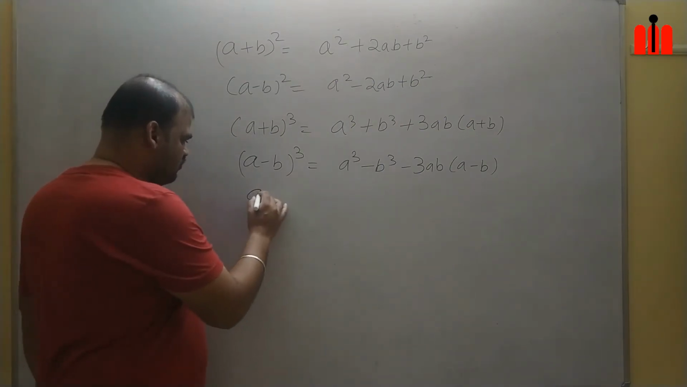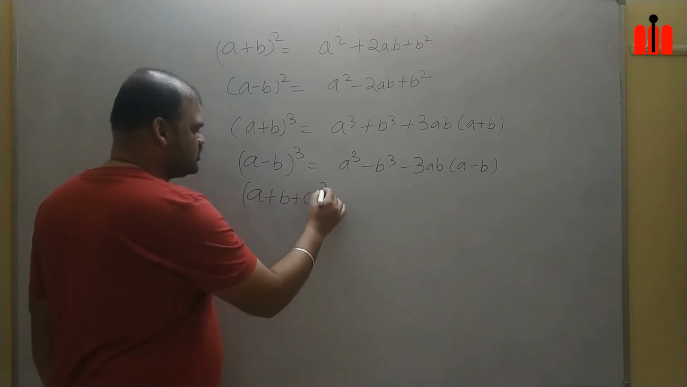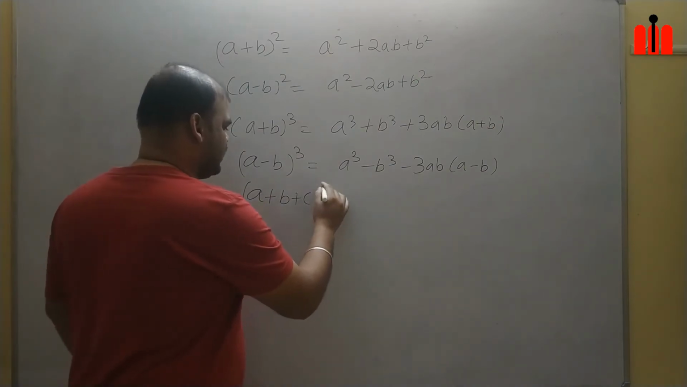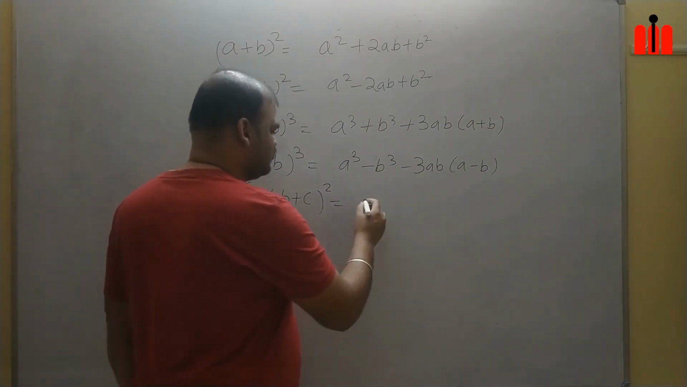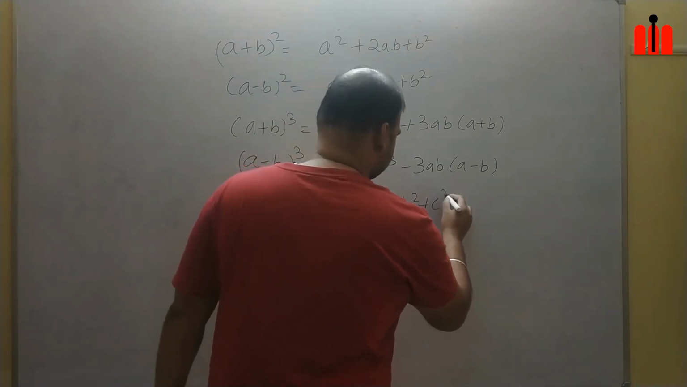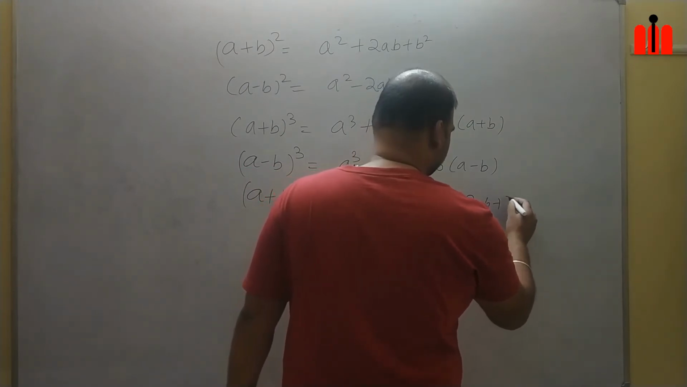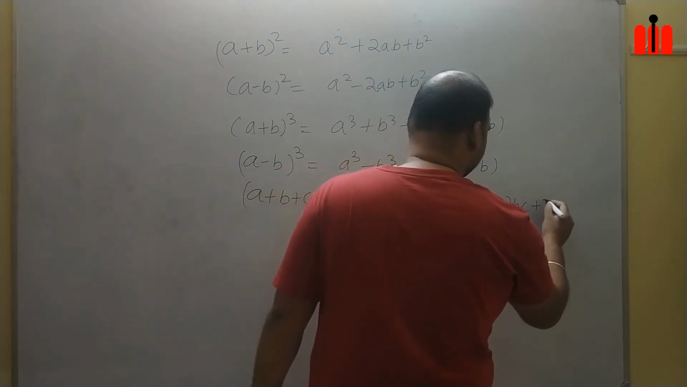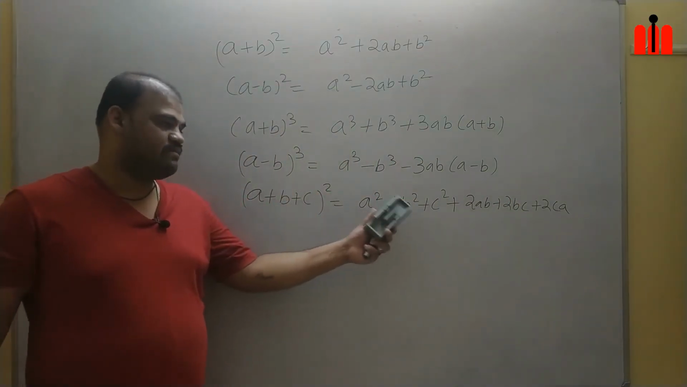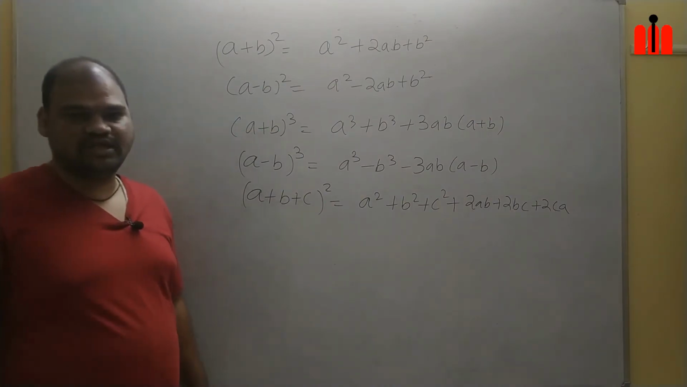After that, one more formula is a plus b plus c whole square. This will be equal to a square plus b square plus c square plus 2ab plus 2bc plus 2ca.